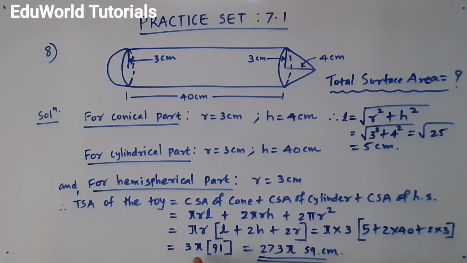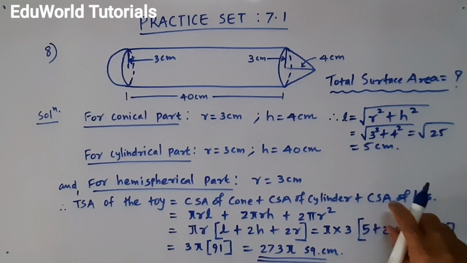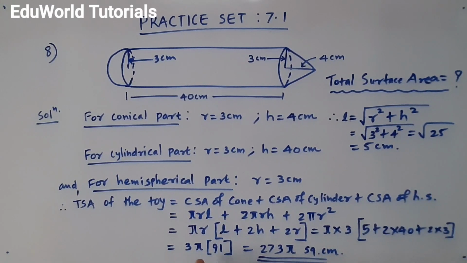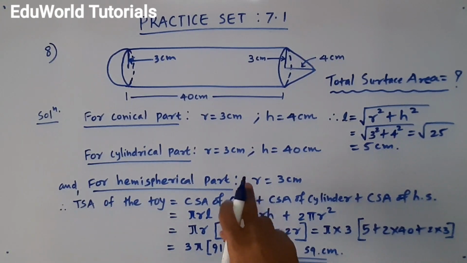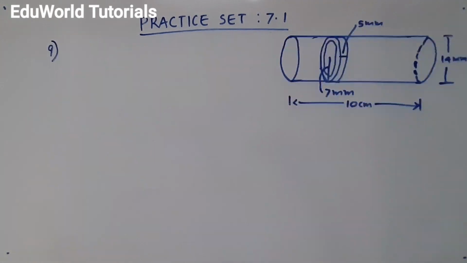If you want to put the value of pi, put it in the last step. Don't put it earlier, because the calculation will be elongated. Even if you want the value of pi to be substituted, you can do it at the end in the last step. You will get a correct answer in decimal points. Okay, so this is sum number 8. Now we are going to solve sum number 9.